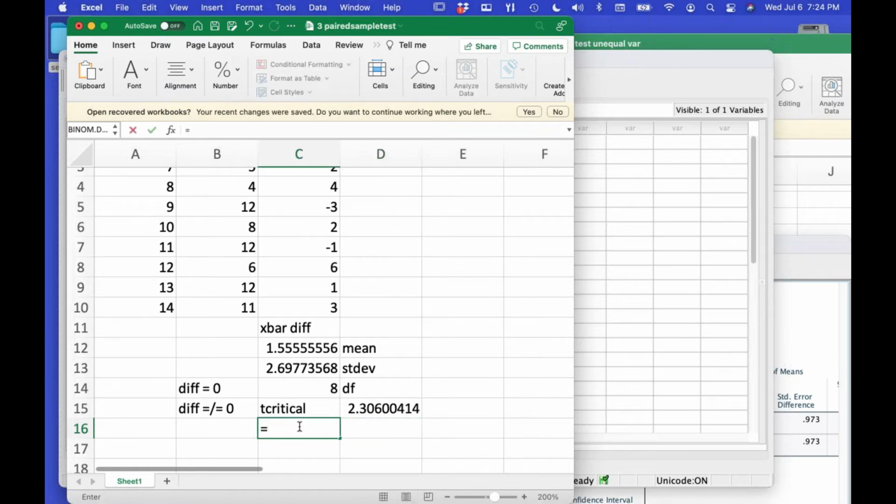So what is my T calculated? That's going to be equal to the difference minus 0, right? Remember that funny thing on the formula on the top? It's going to be 0 and 1. So it's really just the mean difference divided by the standard error. Okay, so what's the standard error going to be equal to here? It's going to be equal to the square root.